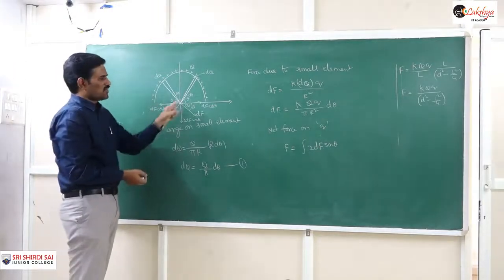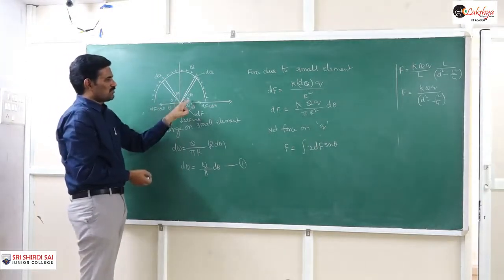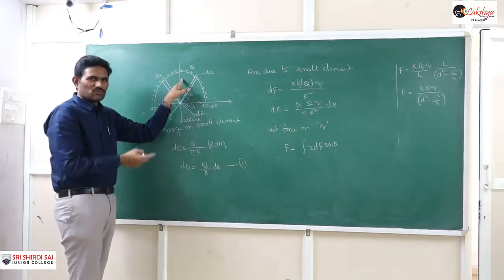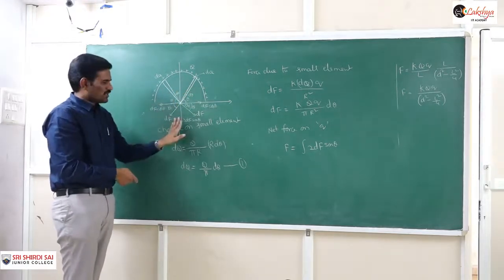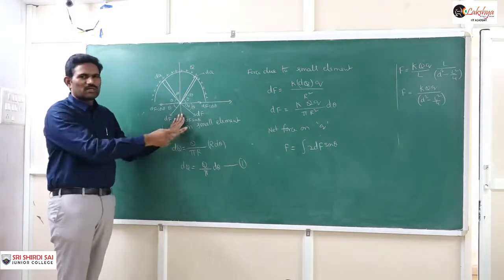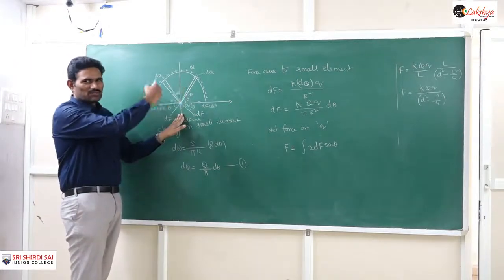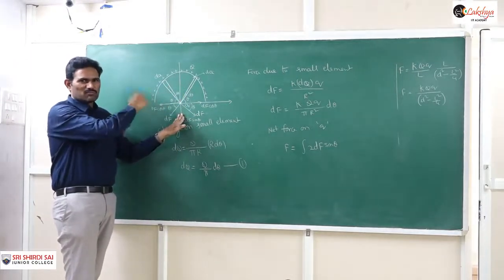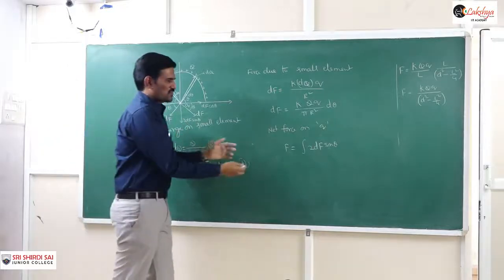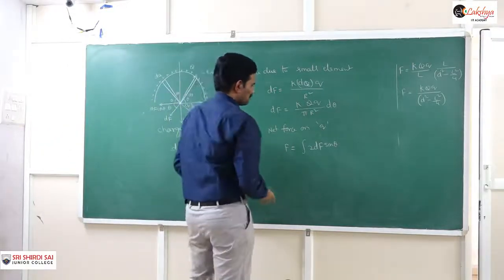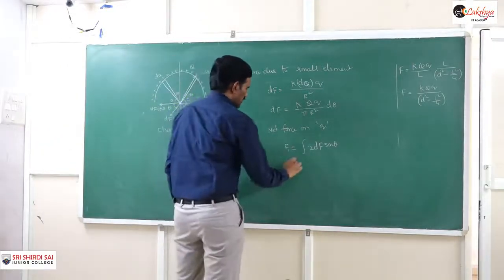And so we need to integrate over theta, taking the limits from 0 to 90 degrees only if you are taking that 2. If you are not taking this 2, and only integrating df sin theta, then the theta value we should take for the total figure. That means from 0 to 180 degrees, the complete semicircle we need to consider. In first year also there are many such problems. And so now let us integrate this.